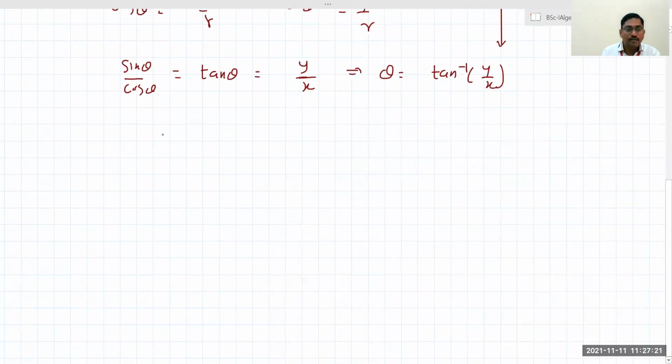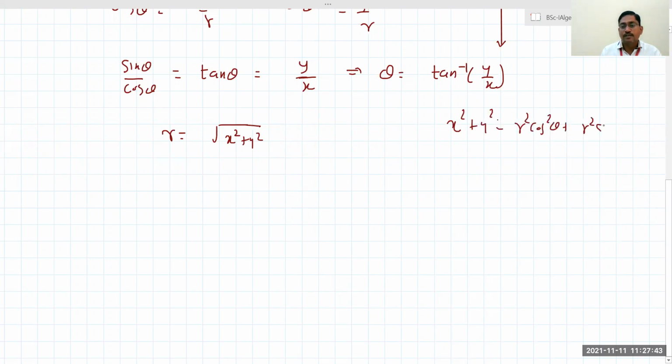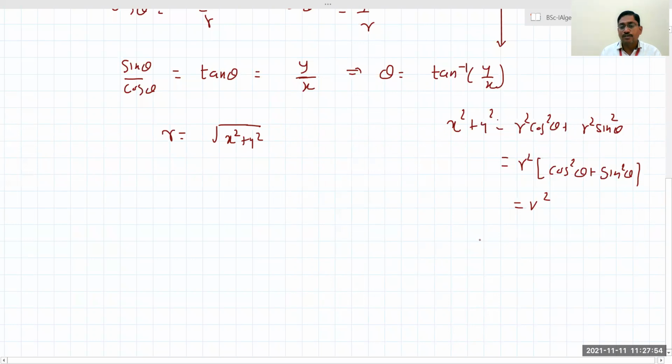And how do you find r? You just square and add. So x square plus y square will be r square cos square theta plus r square sin square theta. You can apply the distance formula also. R square is common, and cos square theta plus sin square theta is the fundamental identity of trigonometry. Its value is 1. Since r is used for the distance from origin, we should always take the positive square root. In this way, r can be computed.